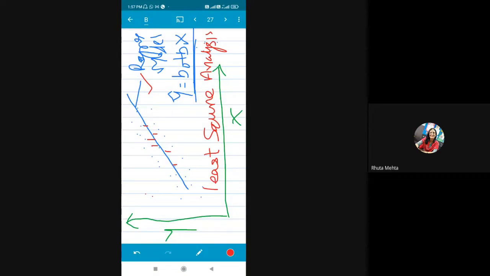So I try to make my regression model in such a way that the sum of squared errors is going to be minimum. That's why it is known as least square analysis. Am I clear, everybody? Yes ma'am. This is the theory part. I hope you understand from where we started and where we reached. Everybody clear? Any doubts in whatever I'm saying?